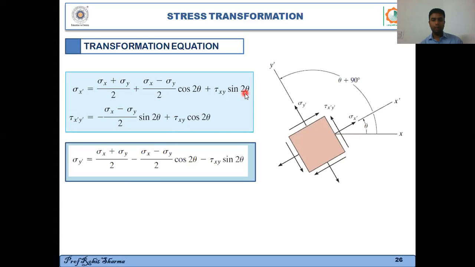So this is a very important result, that sigma x dash plus sigma y dash is equal to sigma x plus sigma y. It means the sum of the normal stresses in the initial orientation and the sum of the normal stresses after you have rotated is the same. This is something which is called the stress invariant. There are some things which do not change with respect to the orientation, and this is one of those things. The sum of the normal stresses is an invariant. So the sum of the normal stresses does not change with respect to the angle theta, and this is a very important thing to remember, right?